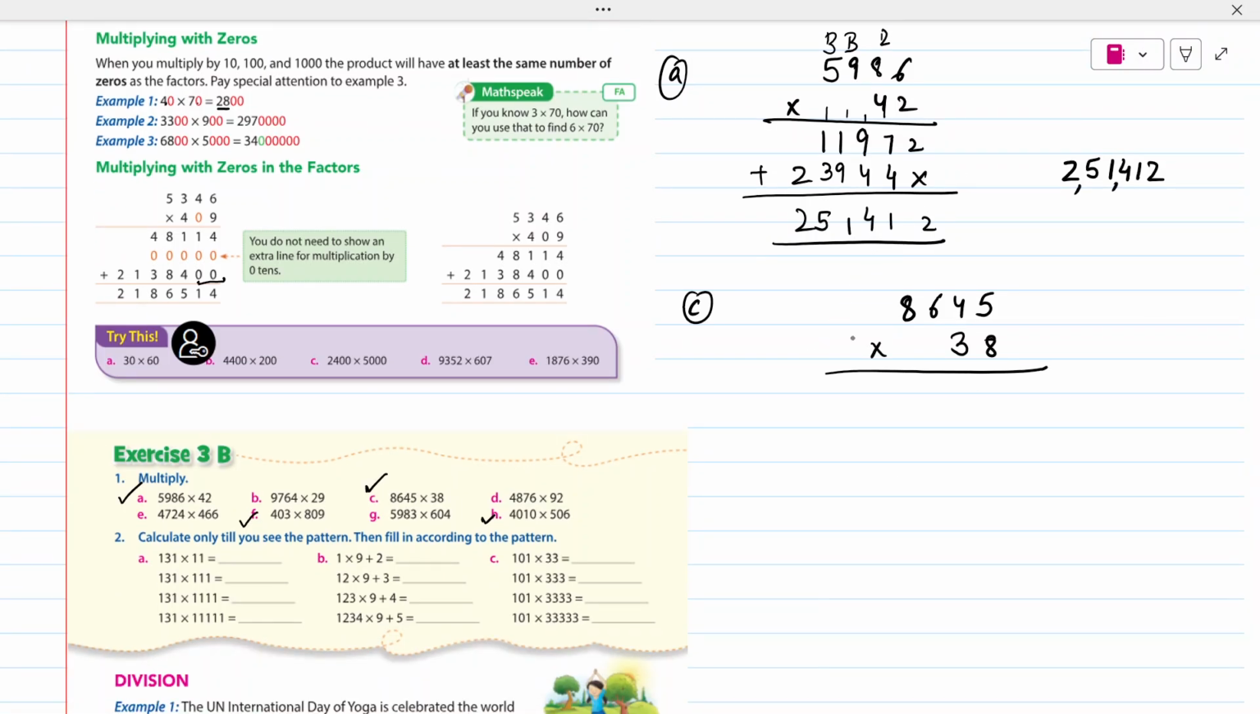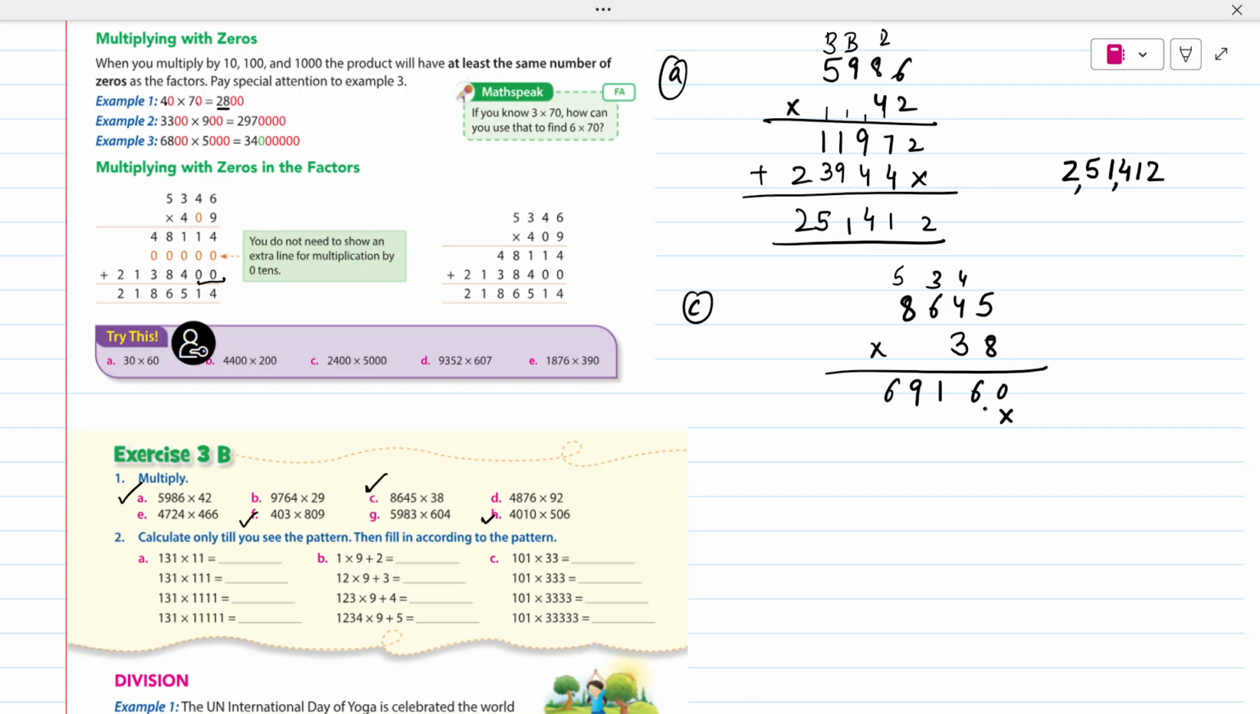Now, let us multiply. 8 into 5 is 40. 4 into 8 is 32. 32 plus 4 is 36. 8 into 6 is 48 plus 3 is 51. 8 into 8 is 64 plus 5 is 69 here. Okay. And then we'll put a cross for this 3.